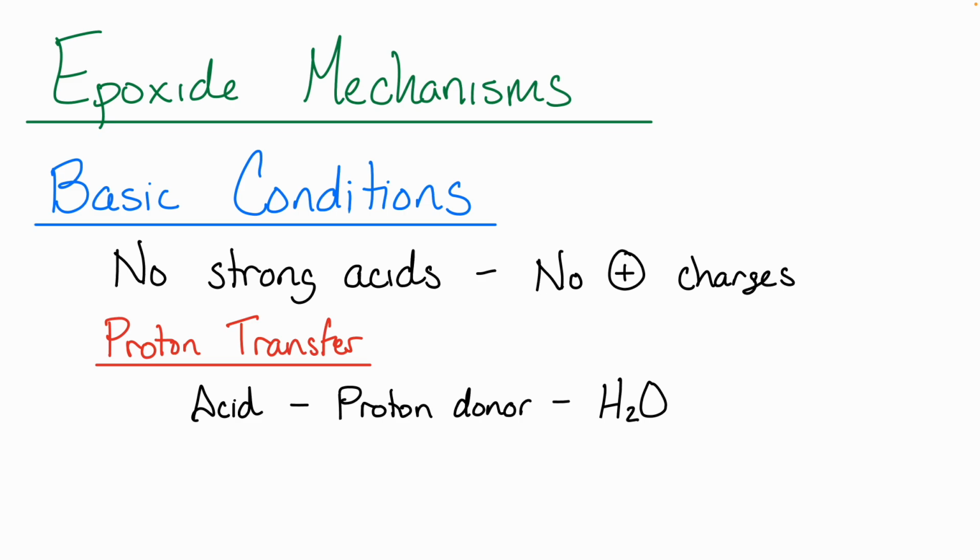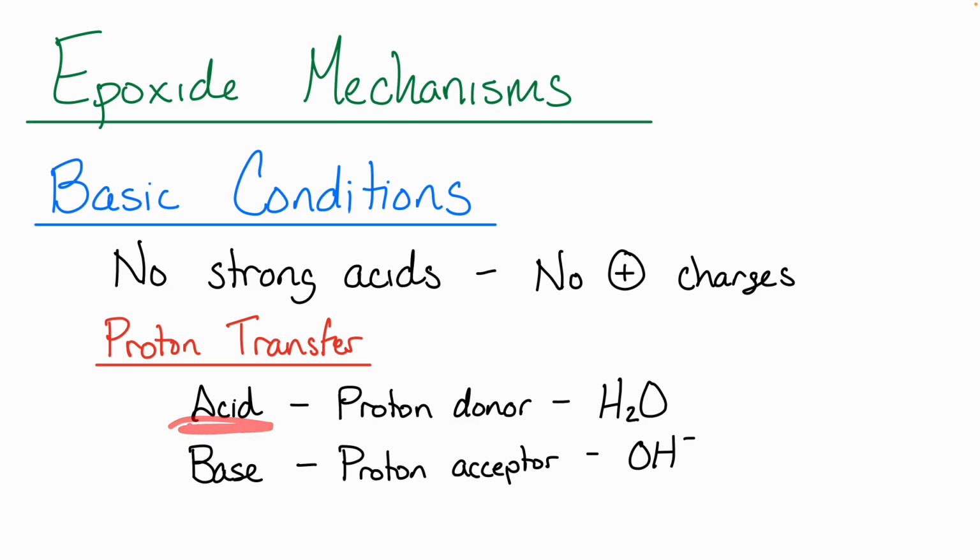We're going to need something to be a proton donor. Under basic conditions, we're going to use water. If we need something to be a proton acceptor, well, under basic conditions, we can use that strong base hydroxide, right? So if we do need something to accept a proton, we can use that strong base. We just can't have any strong acids, so our acid in our mechanisms will just be water.